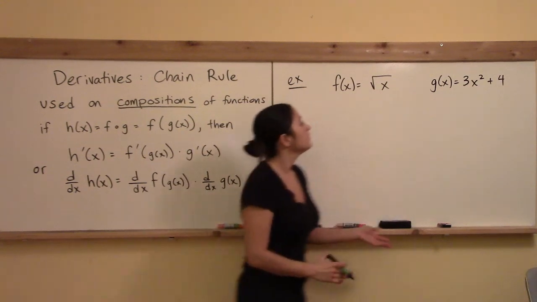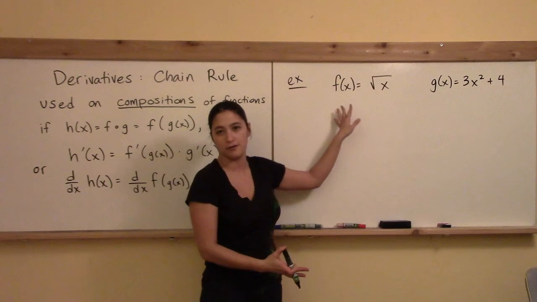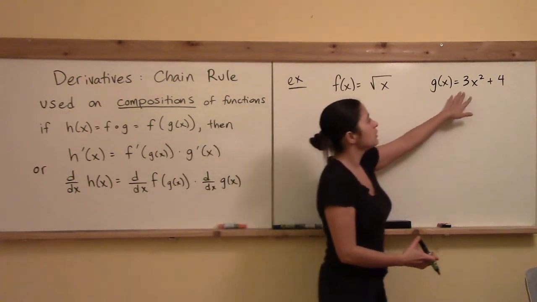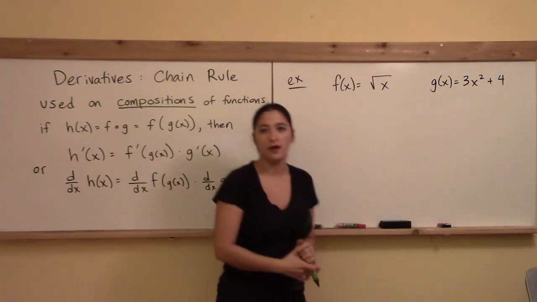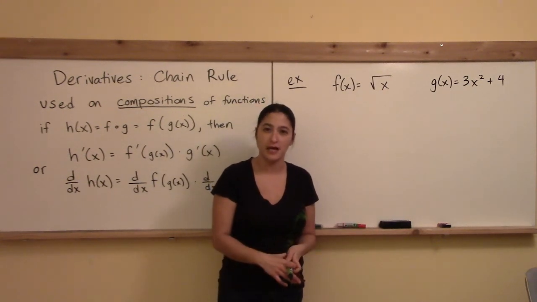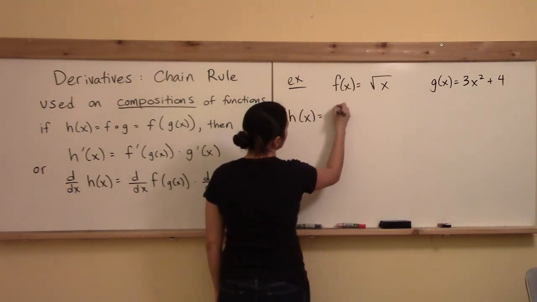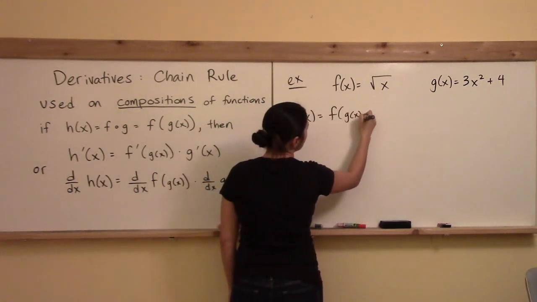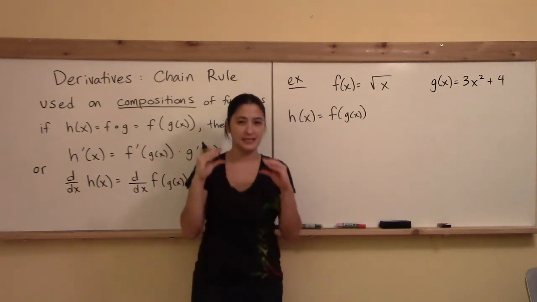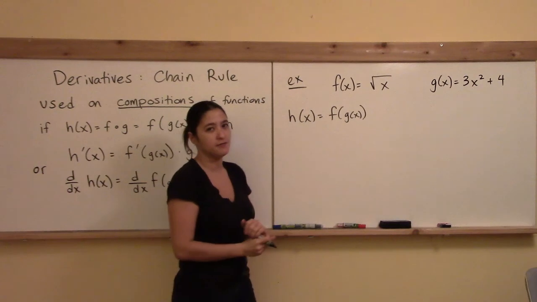so let's begin right now. Alright, I've got two functions right here that I've defined. Let's say f of x is the square root of x, and g of x is 3x squared plus 4. Now, how am I going to compose those functions, and then how am I going to take the derivative of that composition? Alright, so the first thing I want to do is form h of x, which is f of g of x, and that means that I'm going to take the statement of g of x and stick it inside the input of f of x.